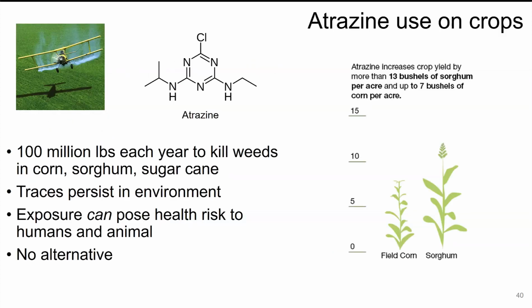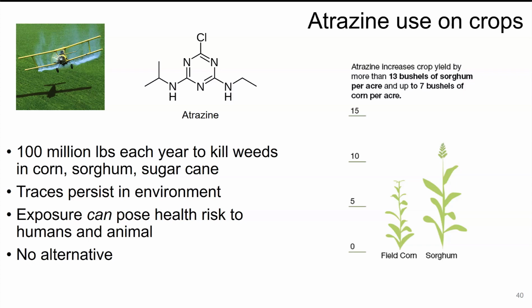So one of the things that is used is atrazine, which is used on crops. There's 100 million pounds used each year to kill weeds in sorghum, corn, and sugarcane. And there's trace amounts of this that persist in the environment. Exposure can pose health risks to humans and animals, but there's no alternative but to use this. The EPA will not ban this pesticide due to the resulting dramatic increase in food costs. Currently, the benefits outweigh the risks.